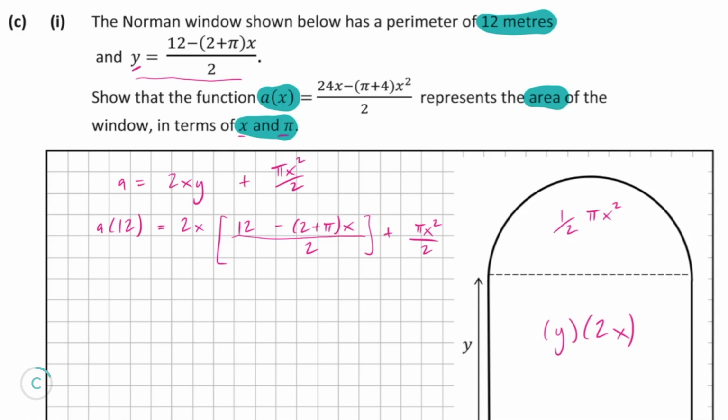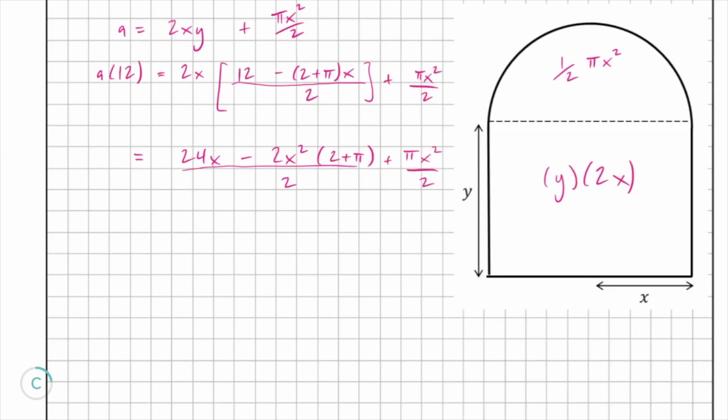So you'd think the question's over, and I would personally just stop here because we have all x and pi terms on the right. But in the marking scheme, they go down and simplify this a bit. So we're going to do that as well, but I don't think they have any right to take any marks off you if you just stopped here. So after we multiply into our bracket, we're going to get 24x minus 2x squared times 2 plus pi in this first fraction, all over 2.